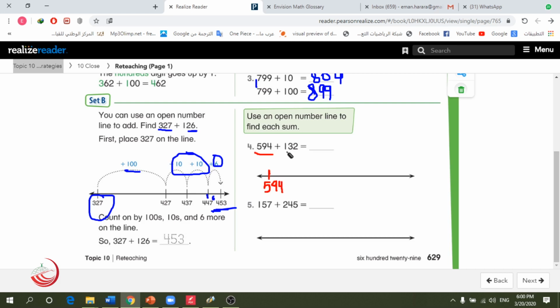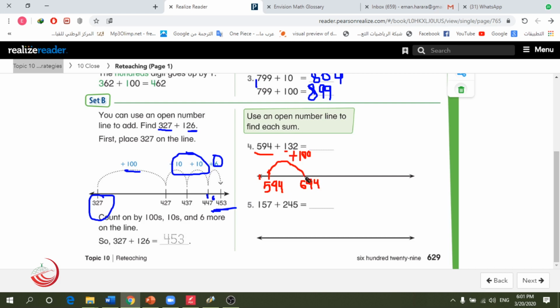Now, how much should I add? 100. So I will say here plus 100. So I will add 100 to the 594. 1 plus 5, here it will be what? 600. And 94, it will stay what? The same. Now we finished adding the 100.